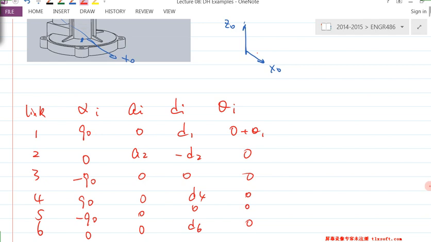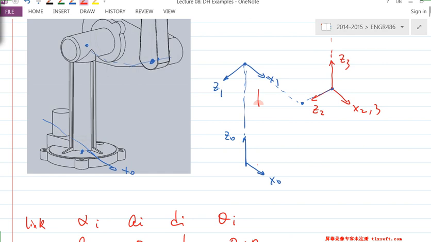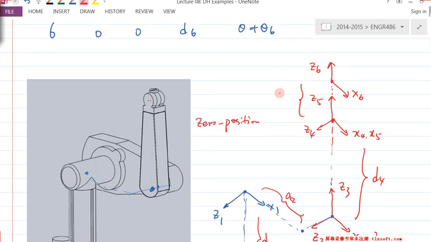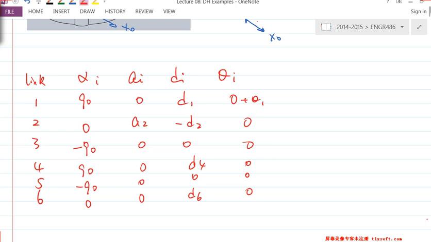So that's this thing here. Let me put down a couple of things. This distance is d1, and this distance is a2, and then from there to there is d2. From here to here is d4. From here to here is d6. Those dimensions we can easily find out if we have the CAD, or you can look up the specification. So this is critical. You get this right, and then you'll get those homogeneous transformations right. You get all the homogeneous transformations right, and then you can get the forward kinematics right.